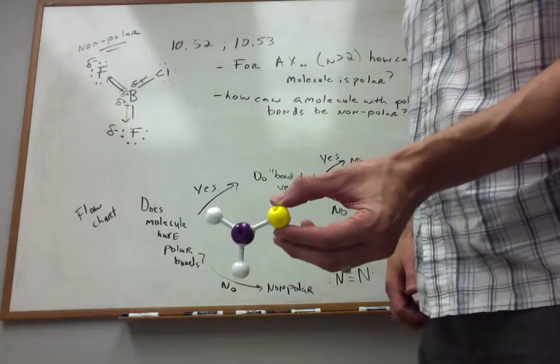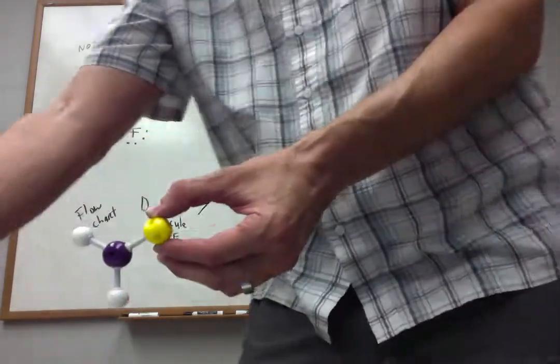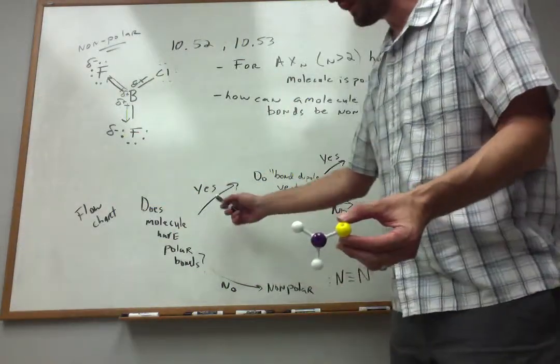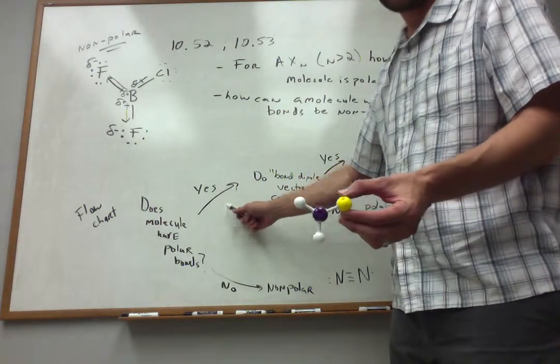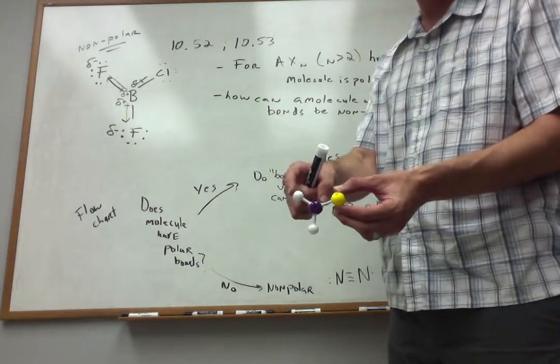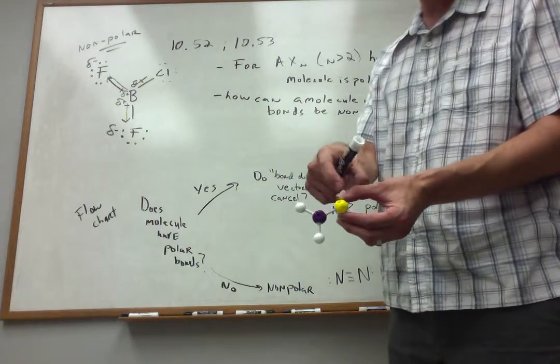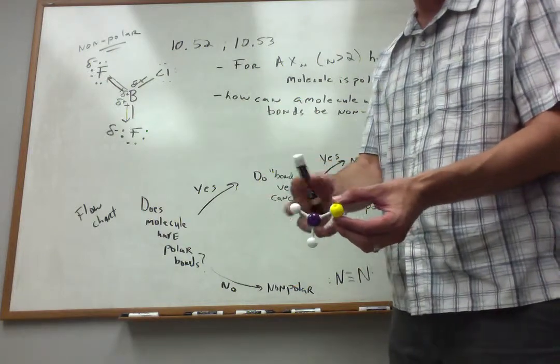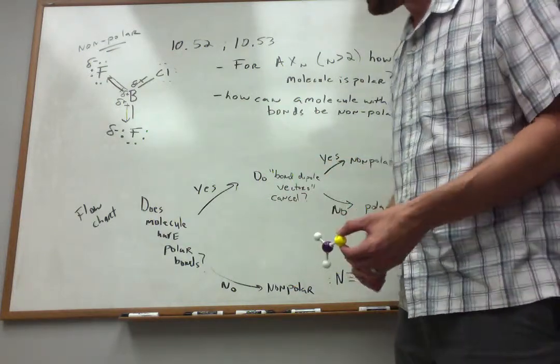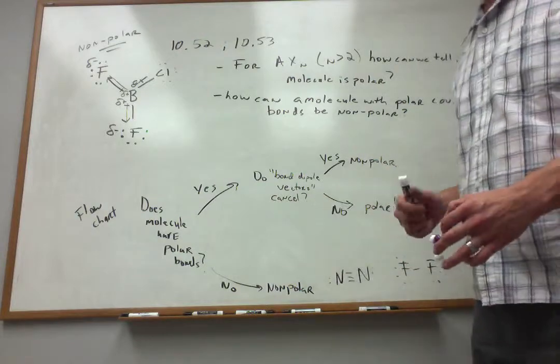Is this a polar or a nonpolar molecule? Well, I guess we can follow the flowchart. Does it have polar bonds? Yes, because there's a difference in electronegativity between fluorine and boron, as there's a difference between boron and chlorine. All these bonds are polar, okay? But do the bond dipole vectors cancel?